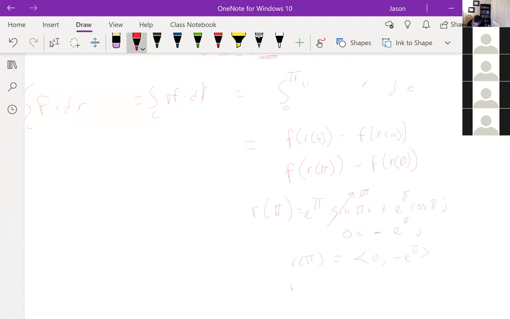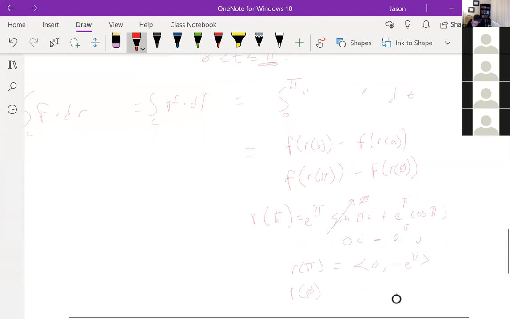Okay, now what's r of 0? Plug that in real quick. Okay, well, what's the sine of 0? The sine of 0 is still 0. Okay, right? So sine of 0 is 0, so this is still going to be 0. Okay, that's 0. And then what's the cosine of 0? Well, that's 1 times e to the 0. Well, what's e to the 0? It's 1. So 1 times 1 is 1 if you went through and evaluated that.